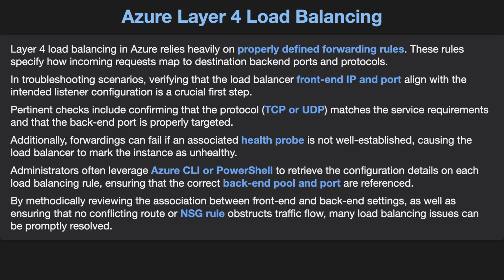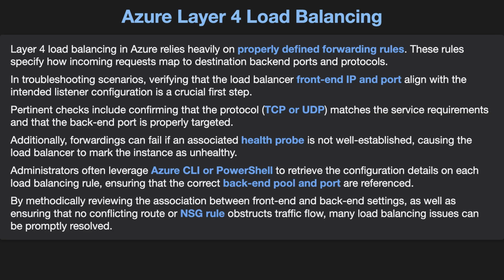These rules specify how incoming requests map to destination backend ports and protocols. In troubleshooting scenarios, verifying that the load balancer front-end IP and port align with the intended listener configuration is a crucial first step. Pertinent checks include confirming that the protocol, TCP or UDP, matches the service requirements and that the backend port is properly targeted.